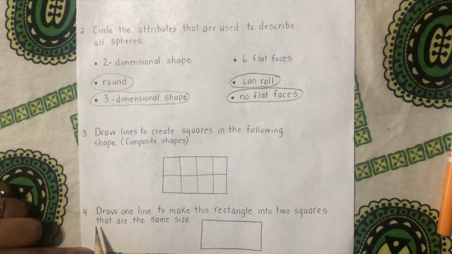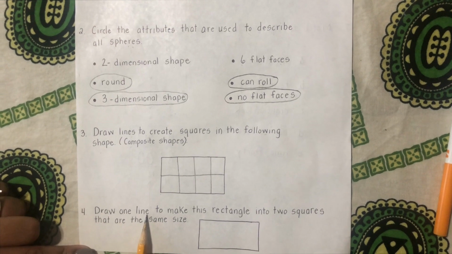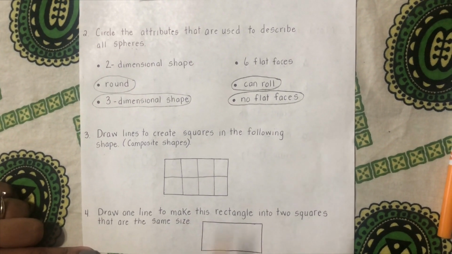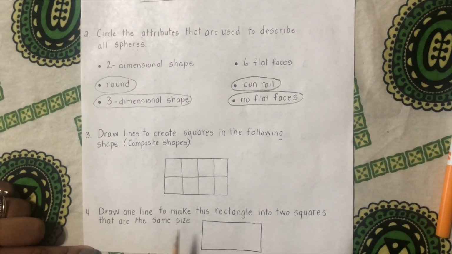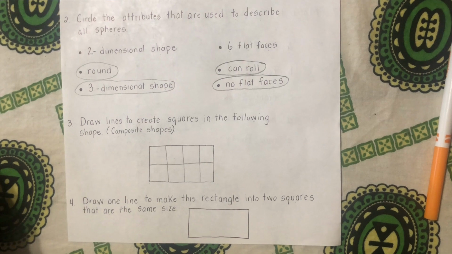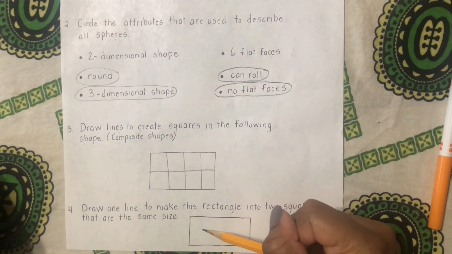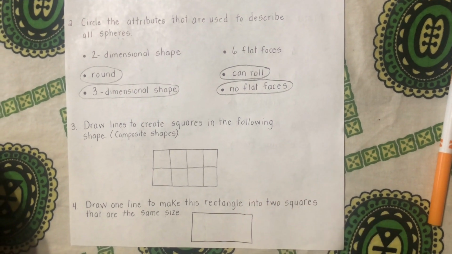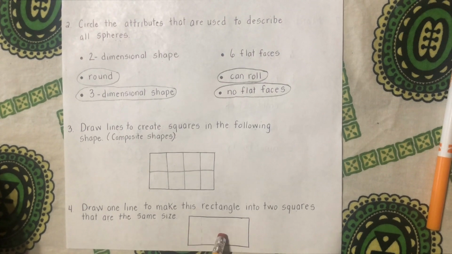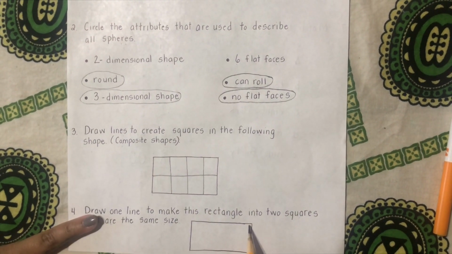All right, moving on to number 4. Number 4 says, draw one line to make this rectangle into 2 squares that are the same size. All right, so they want me to draw one line and create 2 squares that are the same size. Can I draw my line here, Congo Nation? No, because this is a rectangle and this is a rectangle. I didn't create squares.